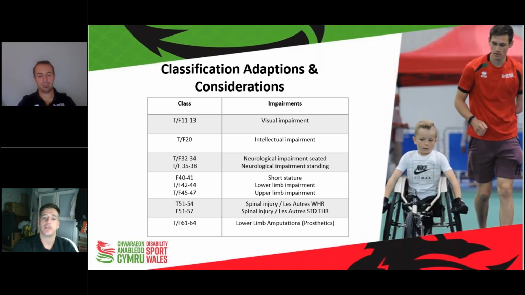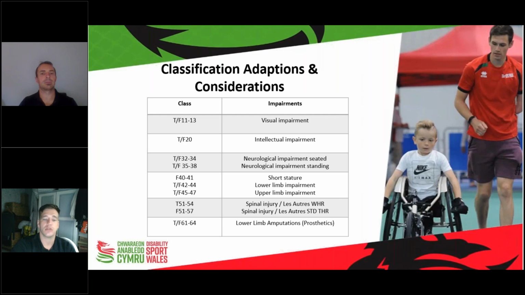And again, the same as the 32s to 34s, if they haven't got their own day chair to throw from, either throw from a stool or a normal chair until you can get access to a throwing frame. And then we come into the new classifications, which are the 61s to 64s.